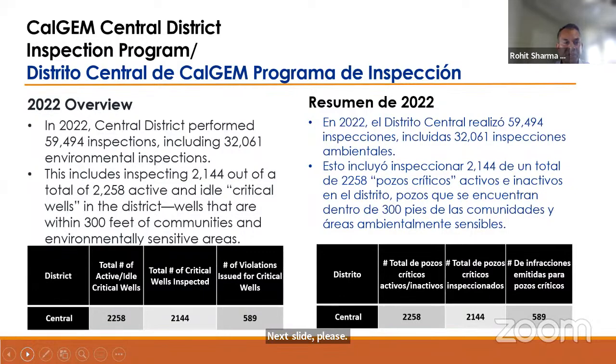So in 2022, we performed over 59,000 inspections in the Central District, out of which over 32,000 were environmental inspections. This includes 2,144 critical wells that are located within 100 feet of community and environmentally sensitive areas. We also sent 589 violations to the operators for these wells. Next slide, please.